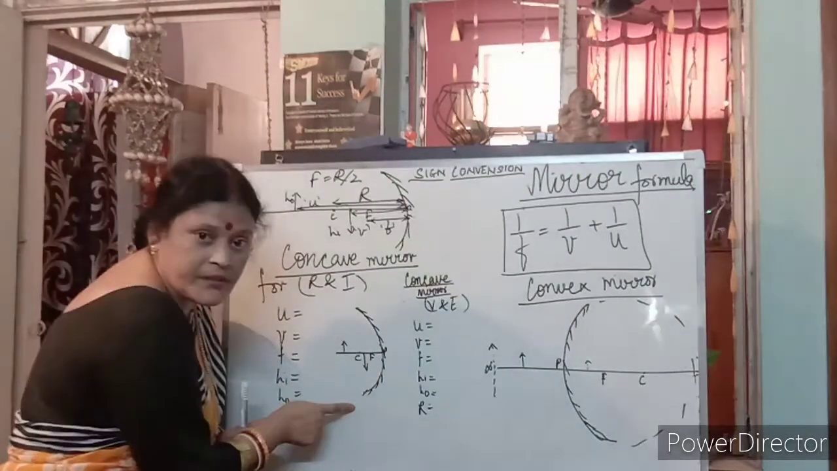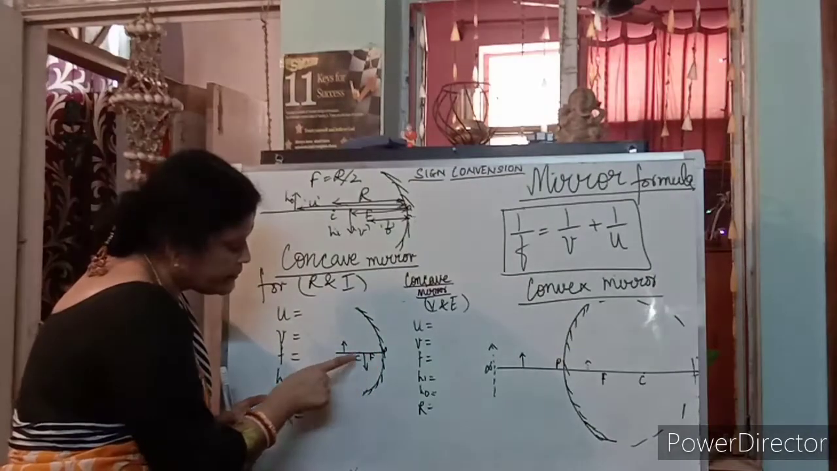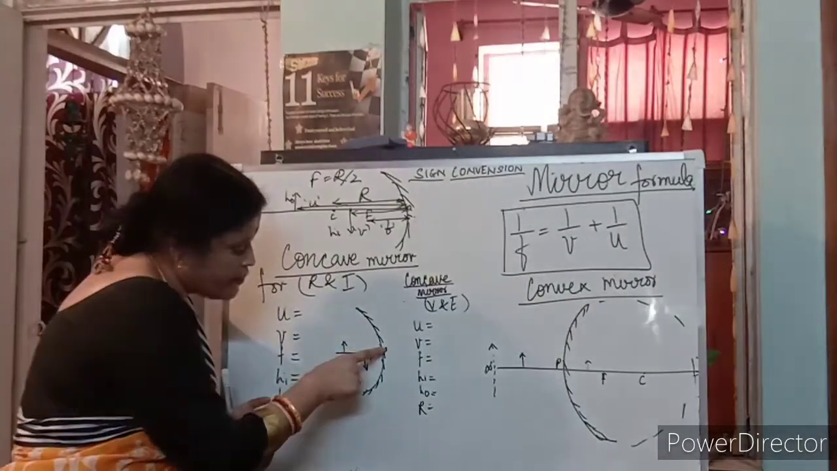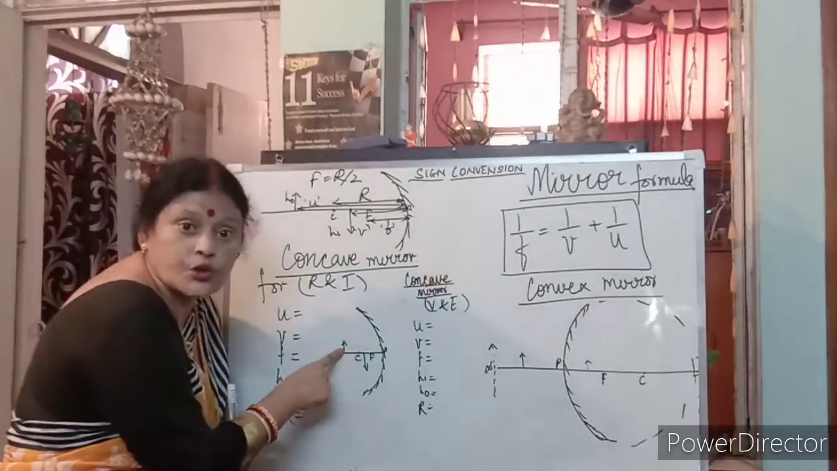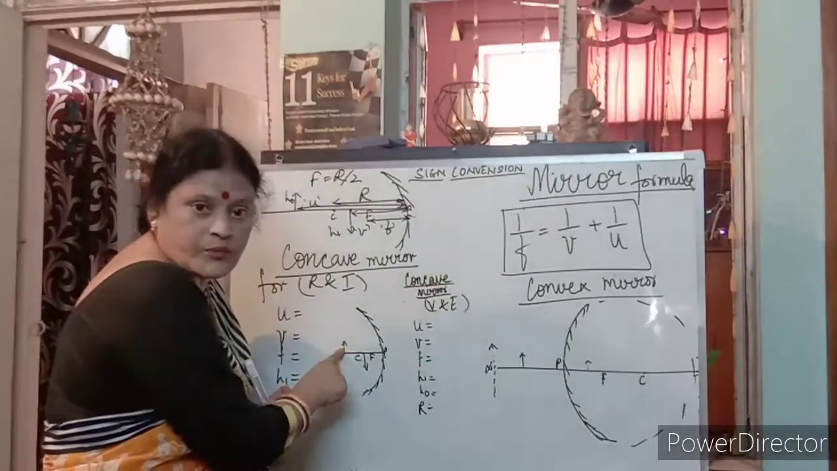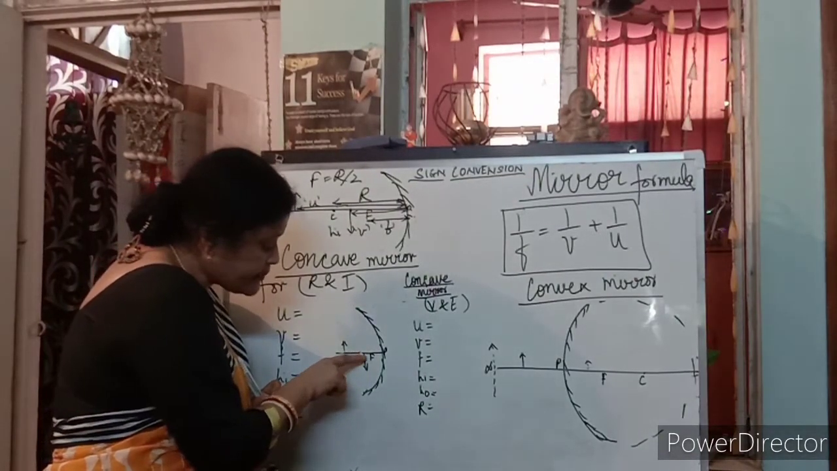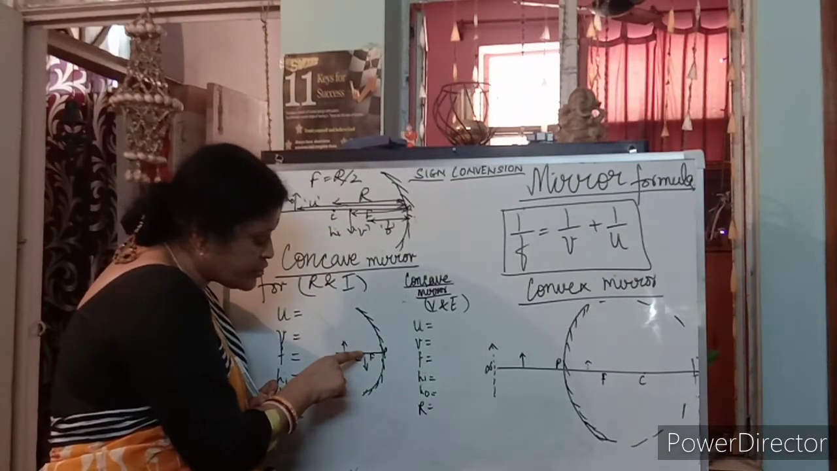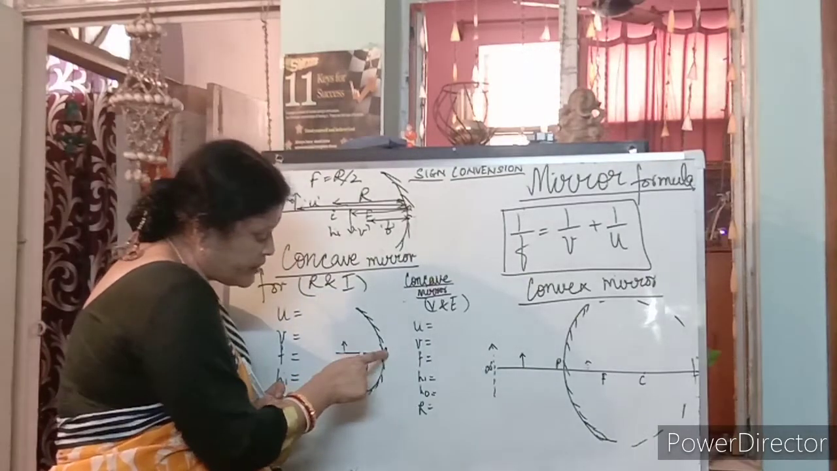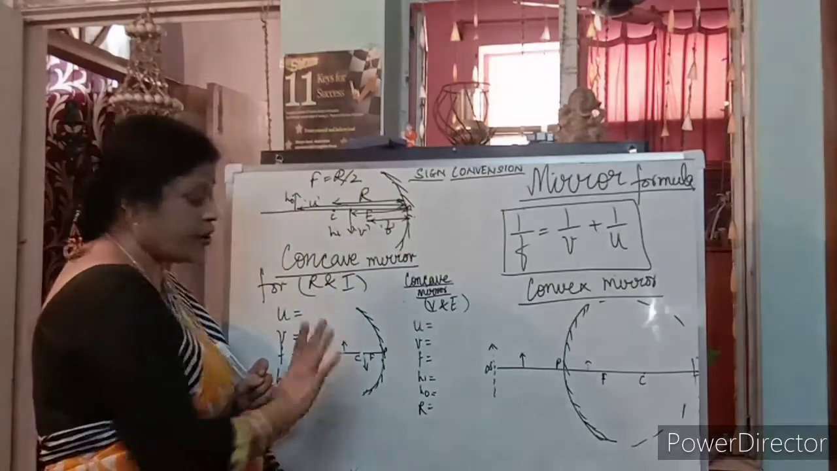See this trick. Suppose this is the concave mirror. This is U, the distance from the mirror to the object. This is V, sorry, I mixed it up. This is the object and this is the image. So this is the position I am talking about. The position of the image from the mirror is V. So these are all I have arranged.